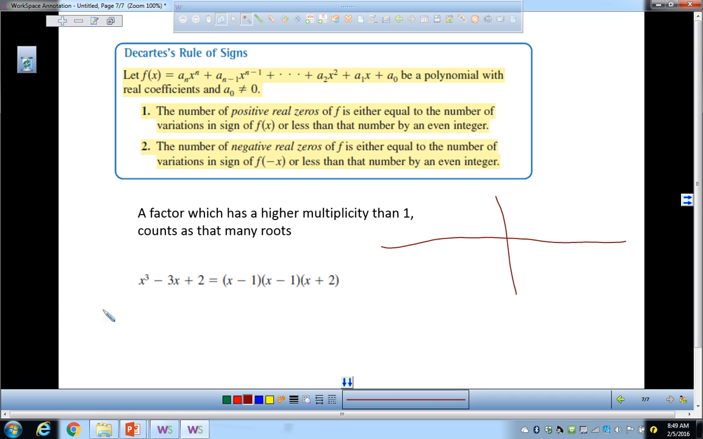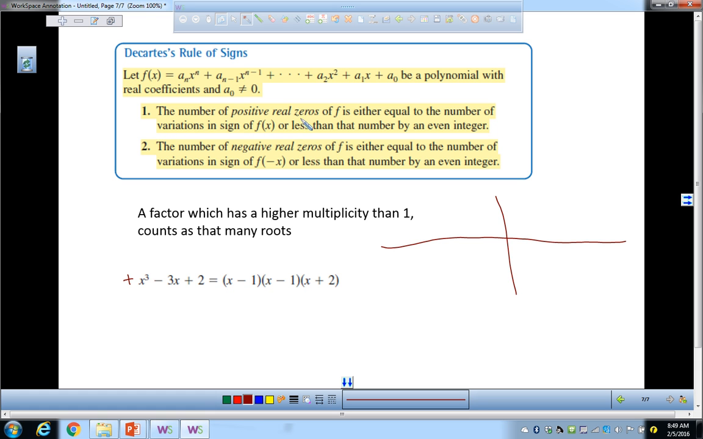Let me explain, because it's really math talk and it's hard to understand what they mean. Notice that this changes signs from positive to negative to positive. You don't need to put a zero term in there. All you need to know is that this changes from positive to negative to positive. So that's 2 changes in sign. Then you look at rule 1.